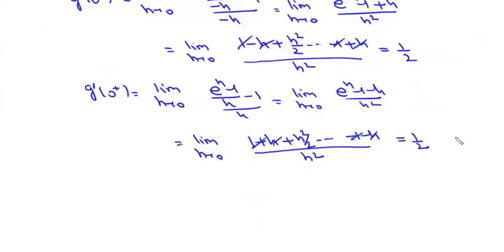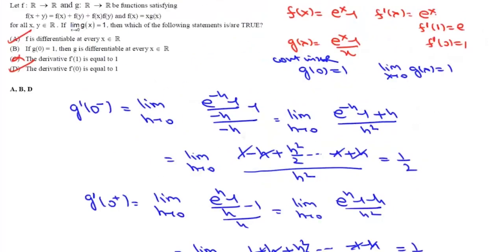So this function gx, it is differentiable at x equal to 0, and therefore it is differentiable for x belongs to R. So the correct options are A, B and D.